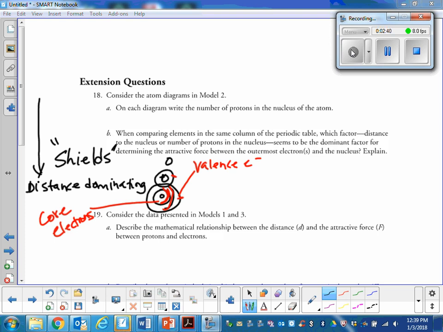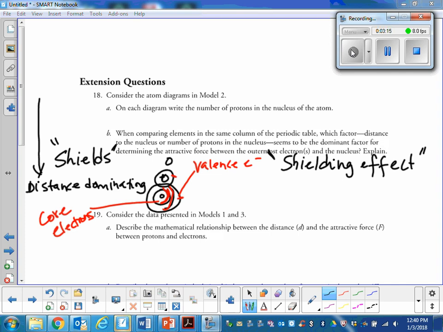The core electrons act like a shield and prevent the protons in the nucleus from attracting the valence electron. So this is known as the shielding effect. What is this known as? The shielding effect. Students should know that when I say shielding effect, they should understand what it means.